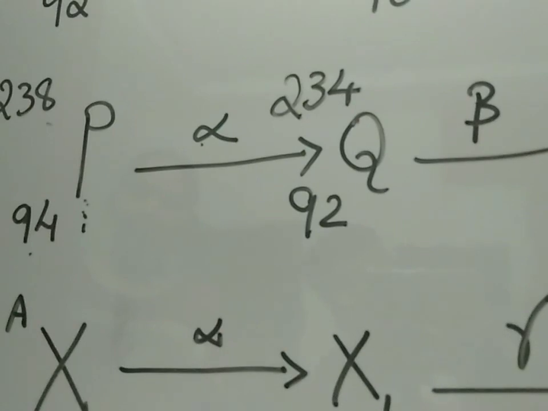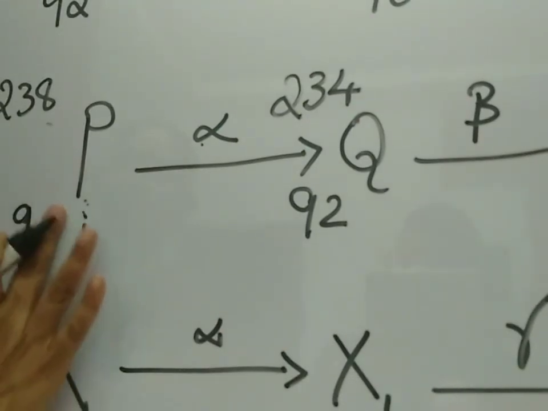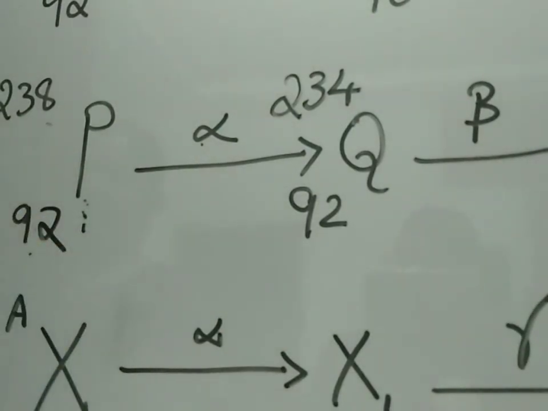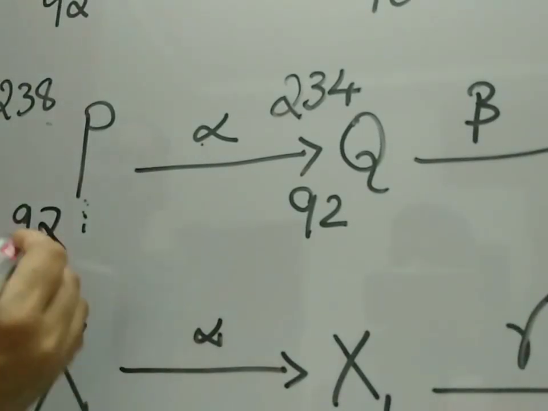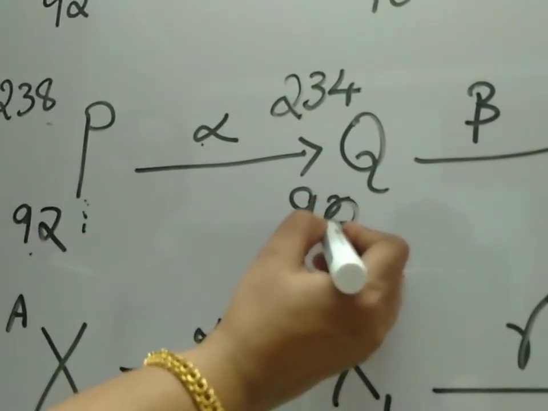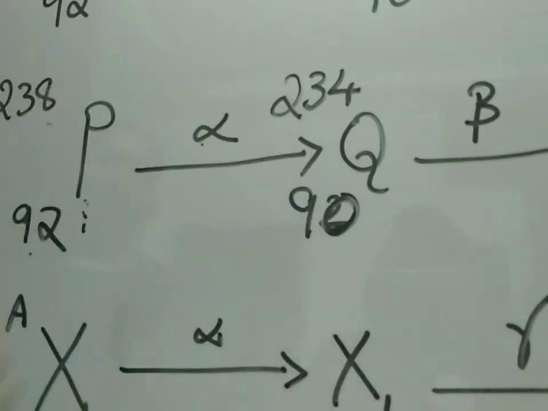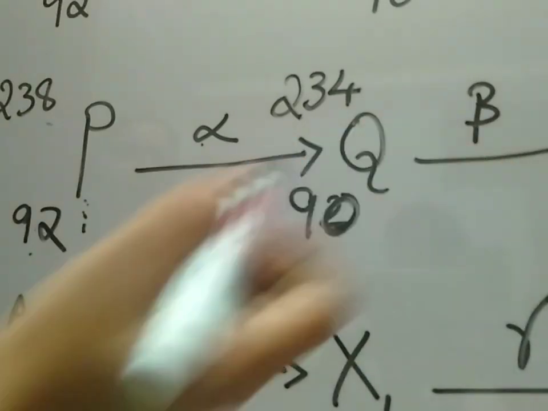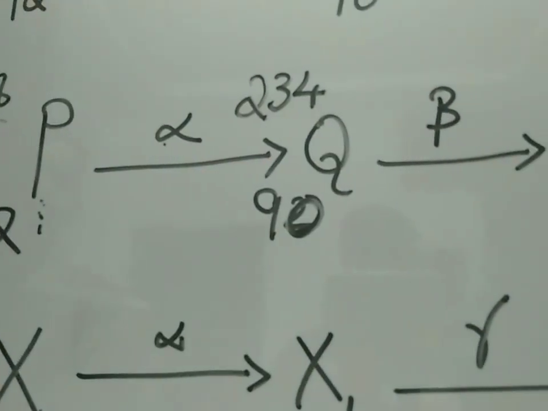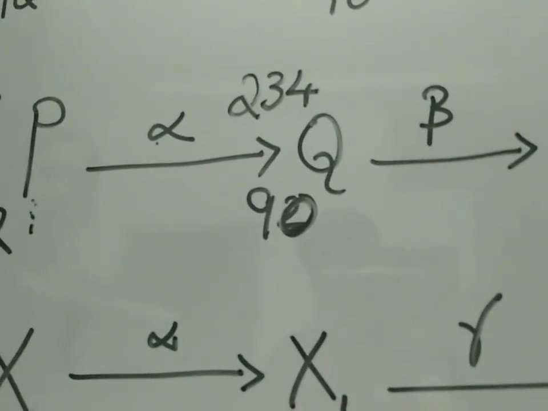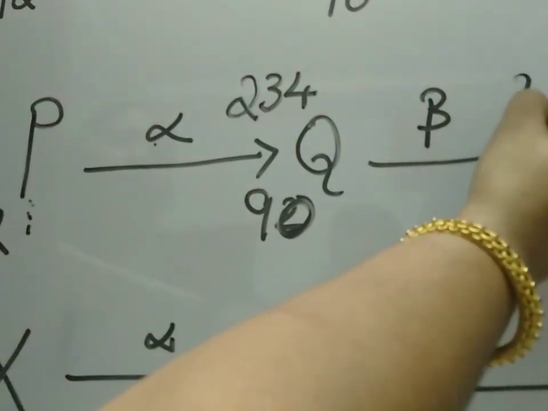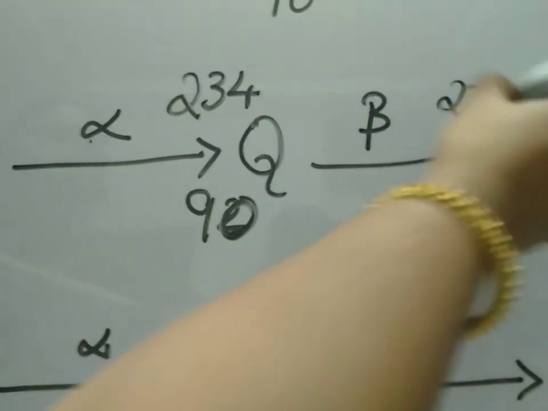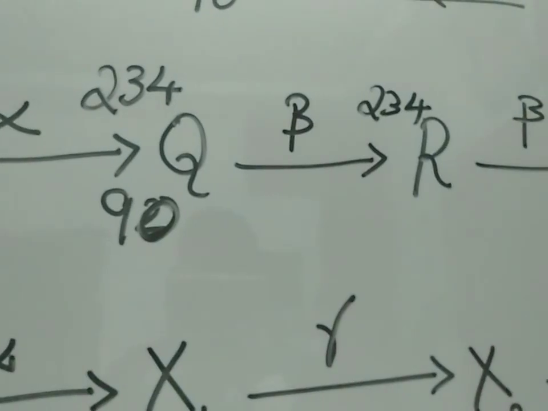So you will get 238 minus 4, and for the atomic number, here it is given 92 in the question. So here it will be 92 minus 2, it is 90. So after alpha emission we got 234, 90. Now again you can see a beta emission. What will happen for a beta emission? There will be no change in the mass number. So it remains 234. Mass number will not change.